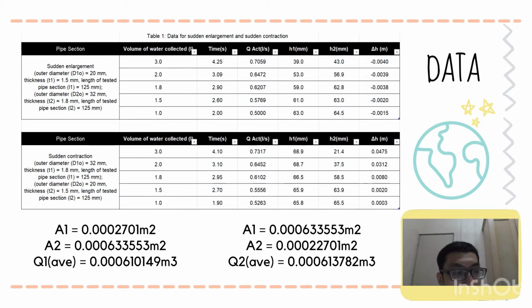0.0002701 meter square. After that, we also total the 5 flow rates and divide by 5 to calculate the Q average, which is 0.0006105 meter cubed per second. After that, we just repeat all the steps with the other information, and we can get the whole data. And the slide shows the data of the sudden expansion and the sudden contraction.